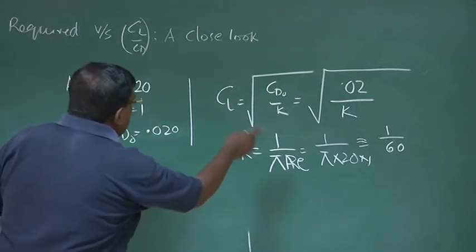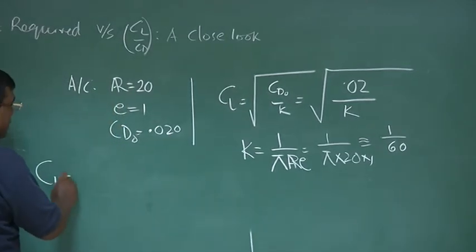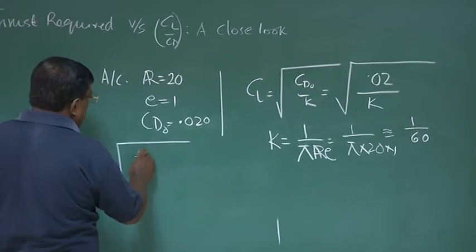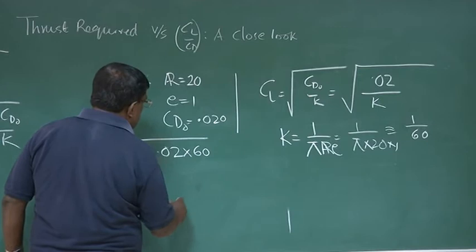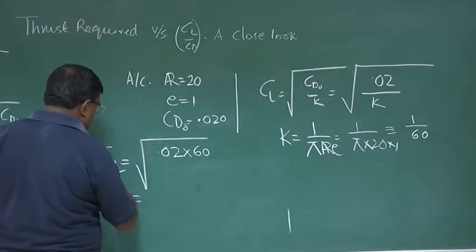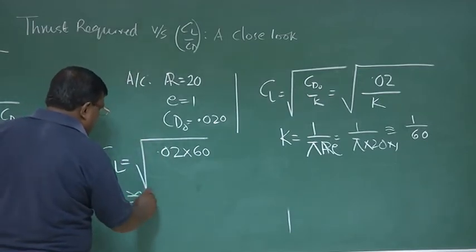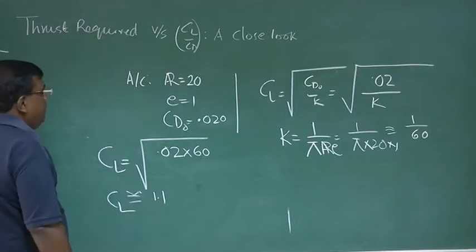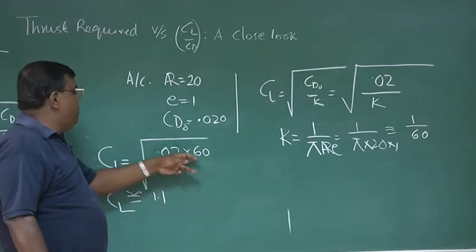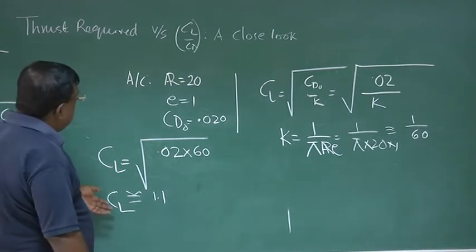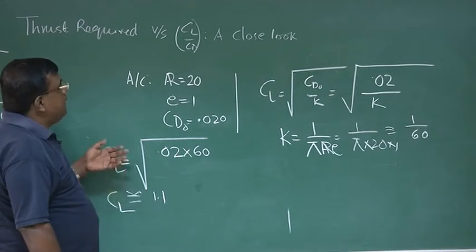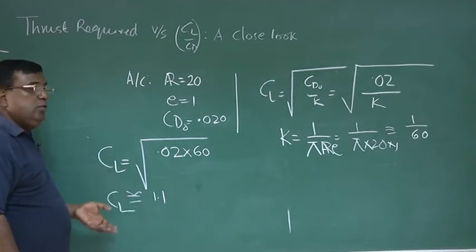So, if I put that value of K in this expression, the CL I get is 0.02 into 60. If I calculate, it will be around 1.2, and under root of 1.2 is 1.1. So, what is the message? Message is, if I want to fly at thrust required minimum, the CL should be 1.1.